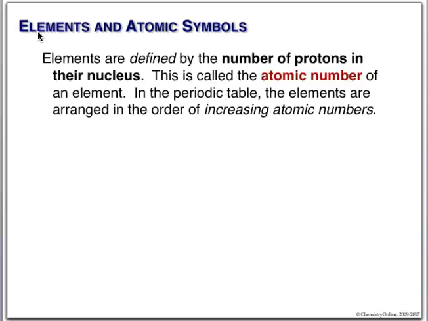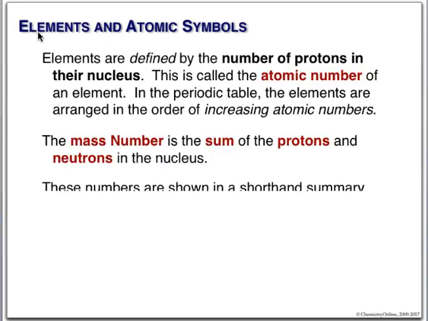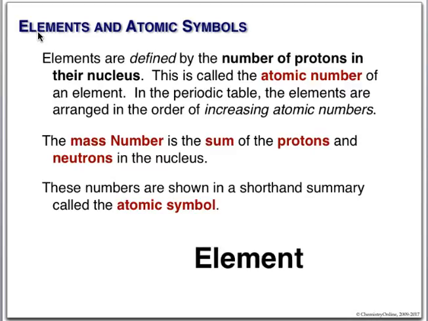We express this using what we call the atomic symbol. The atomic symbol, you recall, we simply put the symbol for the element from the periodic table. As a superscript, we put the mass number. Now remember, mass number was the number of protons plus the number of neutrons. Down here as a subscript, we put the atomic number. That's the number of protons.